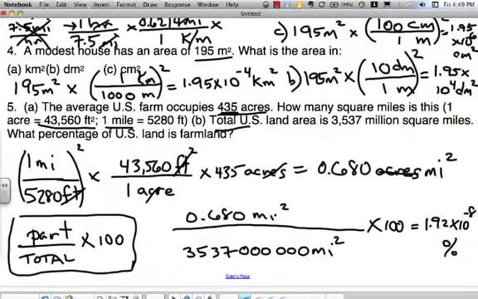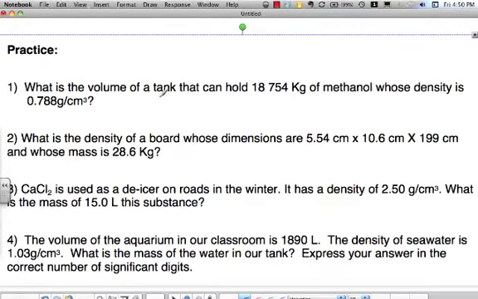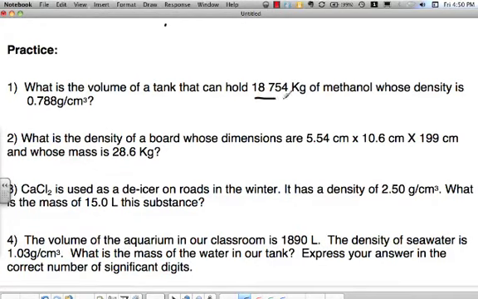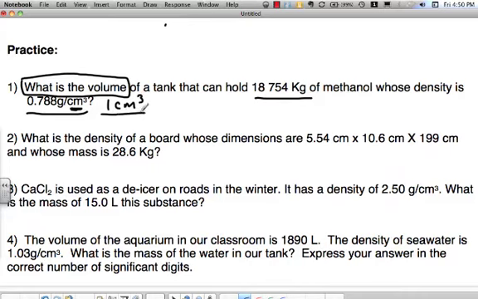And my next page is the density. Okay, so here's our mass. Here's our density. And the question here is, what is the volume? So focus on the question. Where's volume? Here's volume right here. So instead of me writing 0.788 grams over centimeters cubed, I'm going to write it this way because I want that volume term on top.